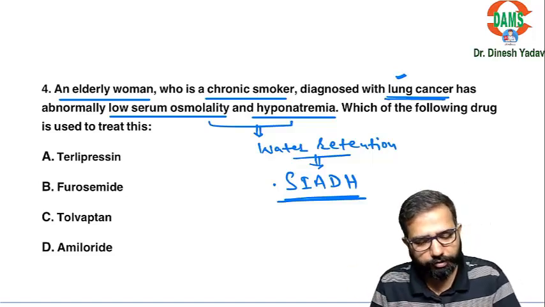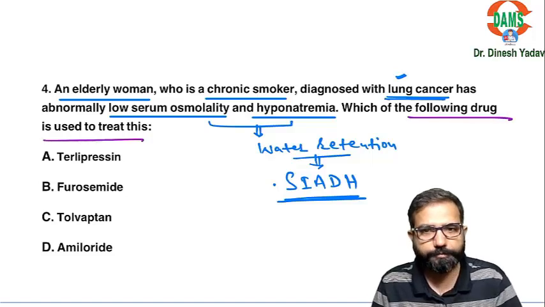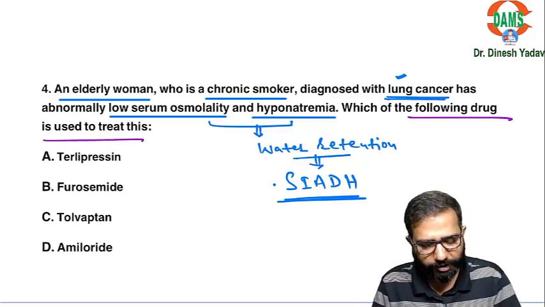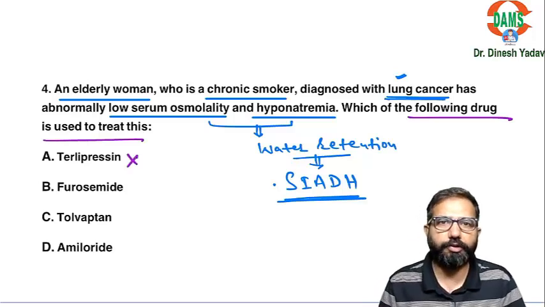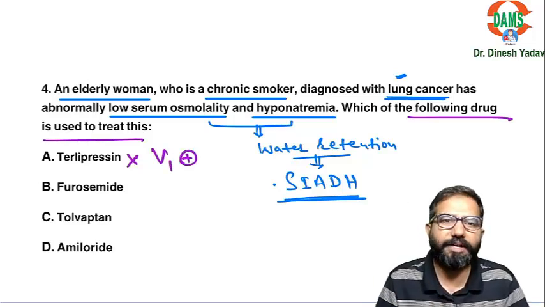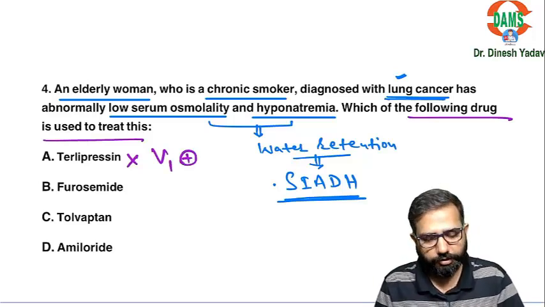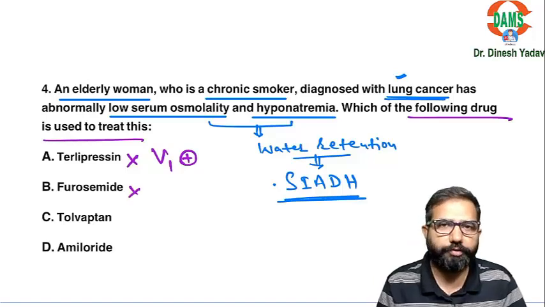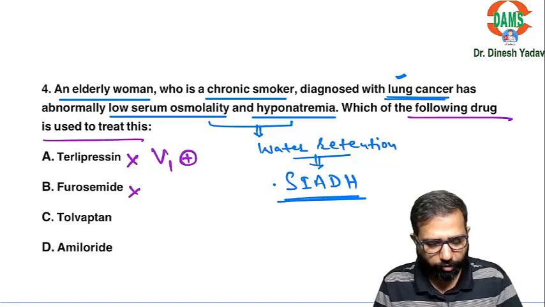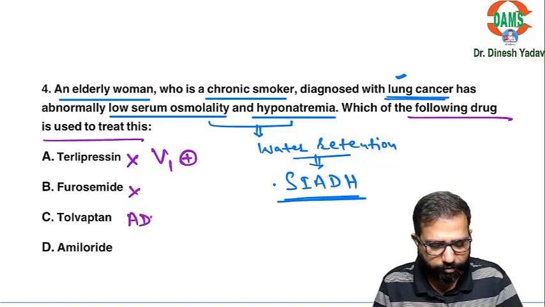What drug will you use for treatment of this condition? In SIADH, which drug will you use? One by one: terlipressin is the V1 receptor agonist, the drug used for controlling bleeding in esophageal varices. Furosemide is a loop diuretic used for hypernatremia treatment and edema. Tolvaptan is the ADH antagonist.